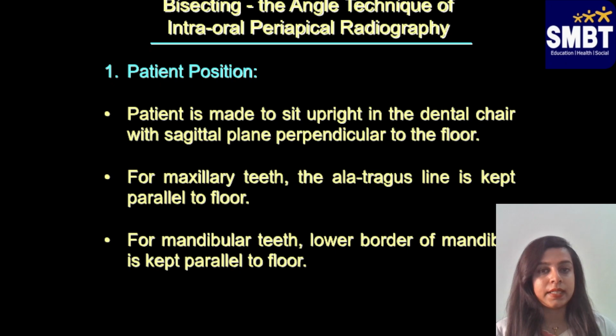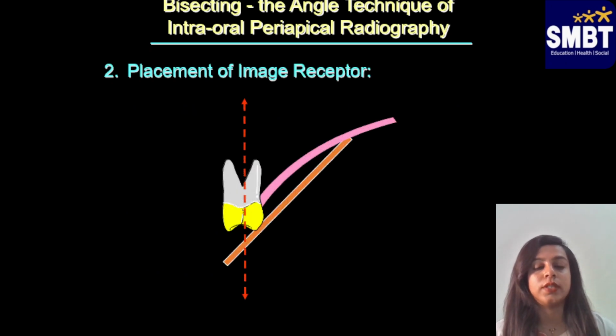Now describing the technique, first is patient position. For this technique, we'll make the patient sit upright in the dental chair with the sagittal plane perpendicular to the floor. For maxillary teeth, we'll have the ala tragus line parallel to the floor, whereas for the mandibular teeth, we'll have the lower border of the mandible parallel to the floor. So you'll have to ask the patient to slightly tilt his head up for the mandibular projections.